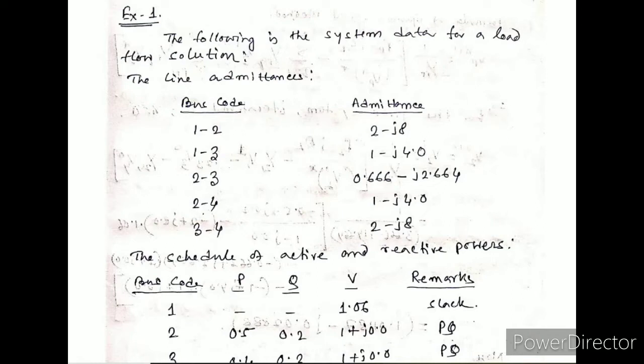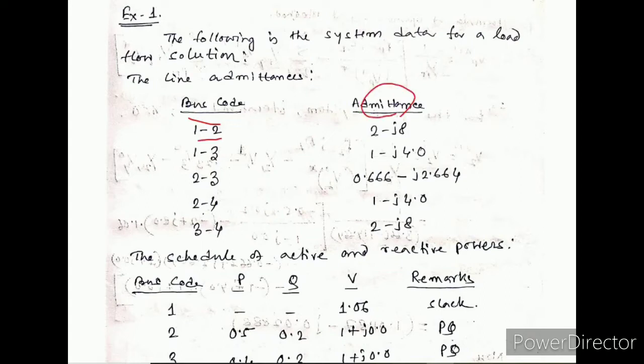Here I have given one numerical. This was already given in lecture 2, when I described the formation of the nodal admittance matrix or Y-bus matrix. I told you that the following is the system data for a load flow solution. The line admittances are here, bus codes are given, and here admittances are given.